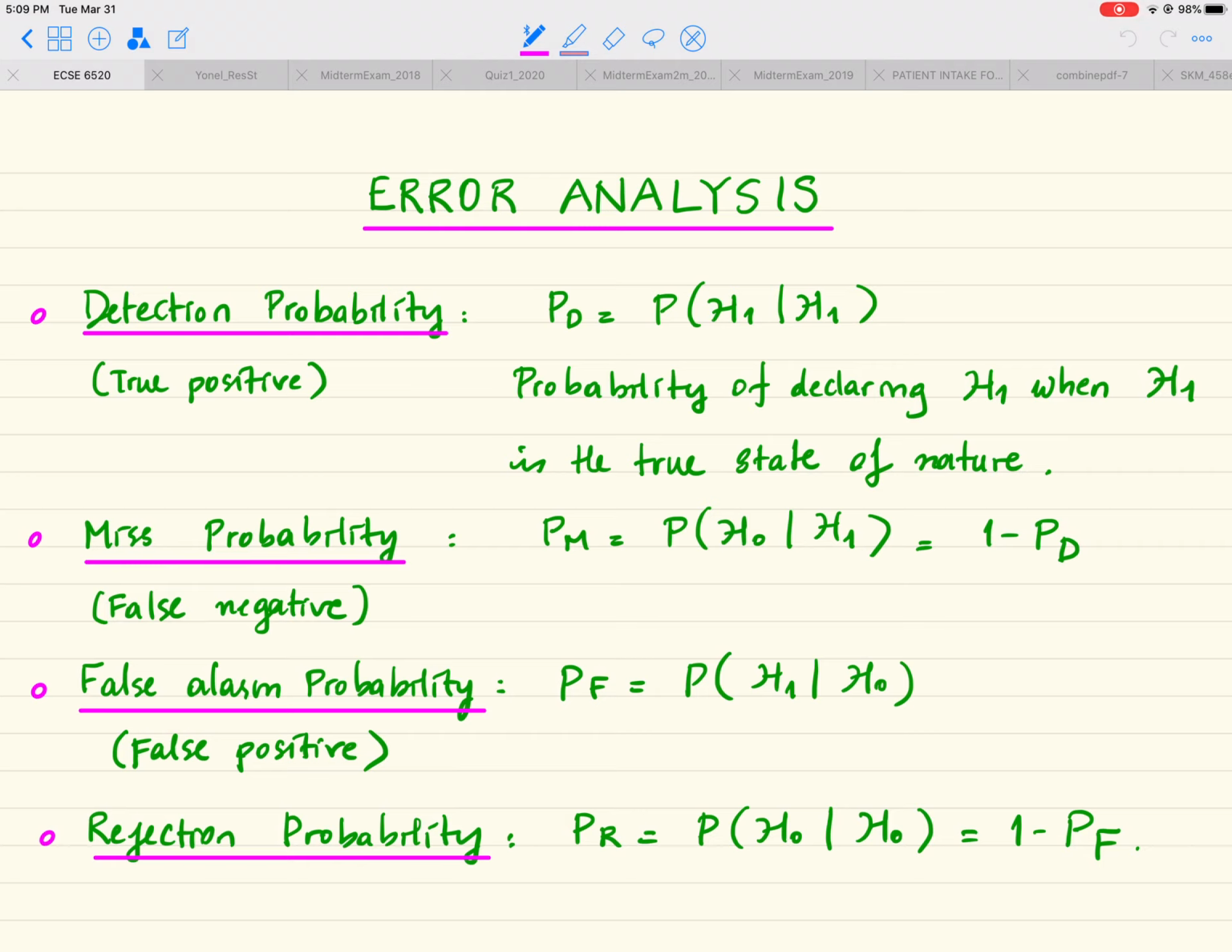Now, thirdly, the false alarm probability. That is the probability of declaring that there is a target when there is actually none. So that's a false positive, or the probability of declaring that the patient has a certain disease when actually the patient does not. And finally, the rejection probability. That is the probability that we declare there is no target when actually there is none, which is the complement of the false positive and equal to 1 minus the probability of false alarm.